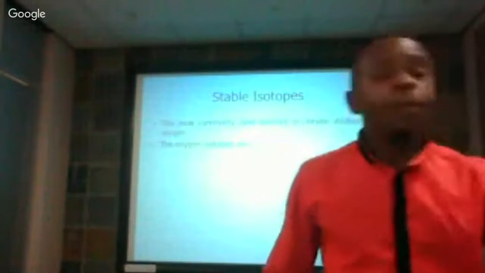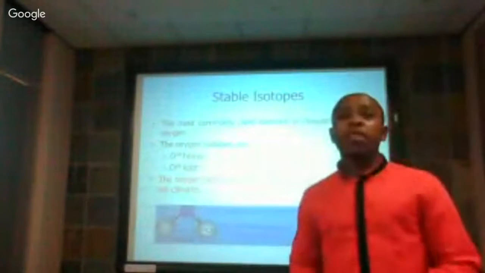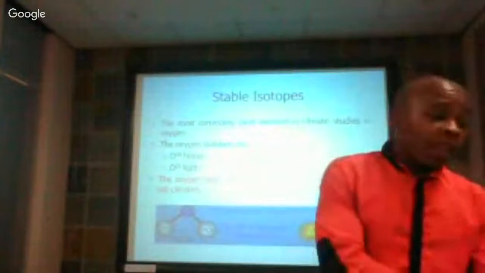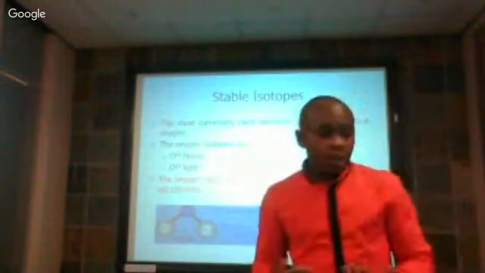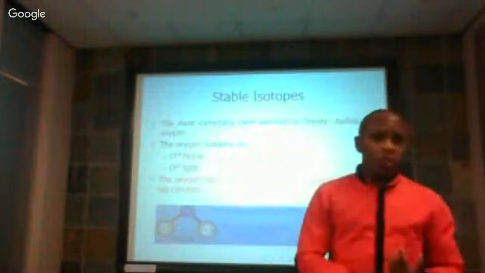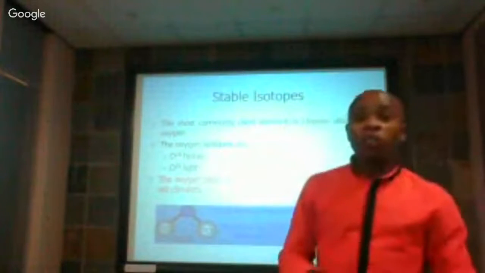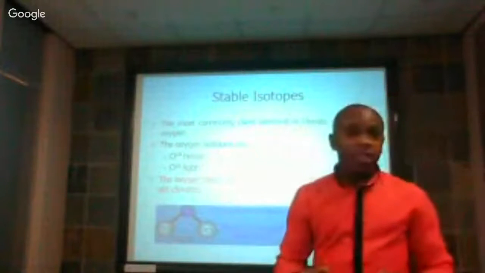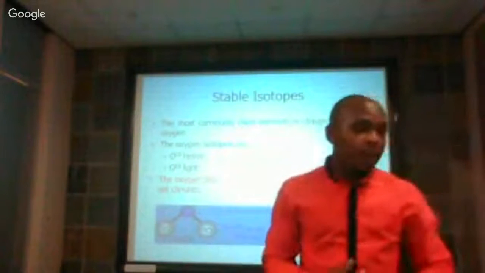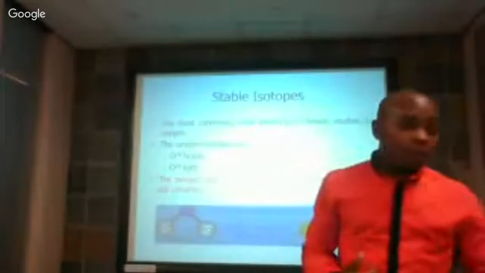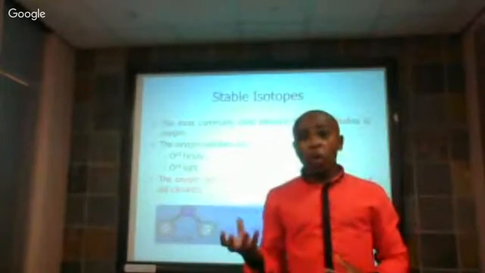And the stable isotopes that are commonly used are the oxygen isotopes. We have two of them. That is oxygen-18, which is the heavy oxygen, mostly used to record the past climate. That is, if the proxy was taken years back, we can determine it by this heavy oxygen isotope, and they are mostly found in cold climates.